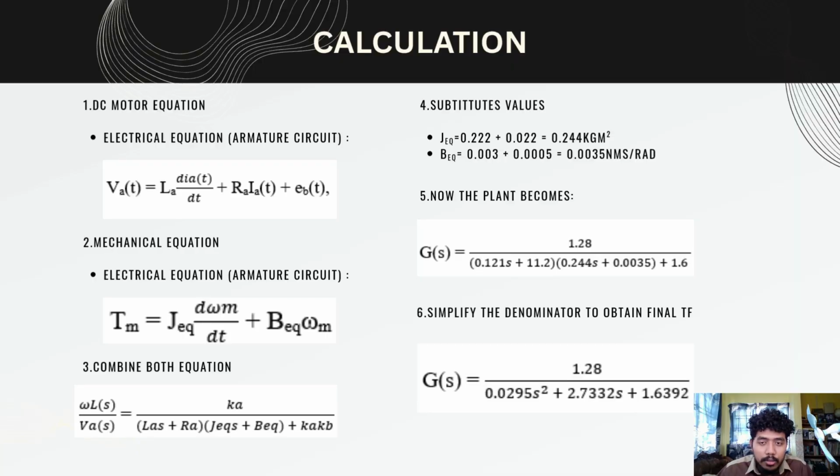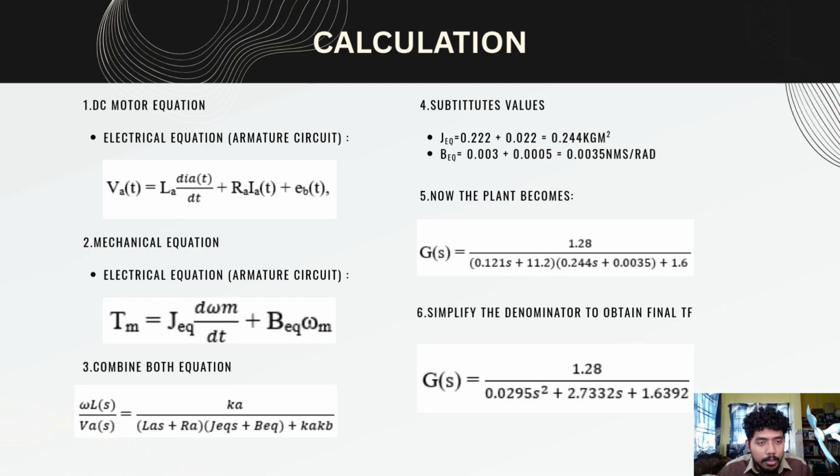My name is Muhammad Shakir bin Muhammad Faiza, and now I will explain the calculation for the assignment. So first, for the manual calculation, we need to define the DC motor equation. First we have the electrical equation for the DC motor, which is Va(t) is equal to La dia(t)/dt plus Ra ia(t) plus Eb(t), where Va is the armature voltage, ia is the armature current, and Eb is equal to Kb omega m, which is the back EMF.